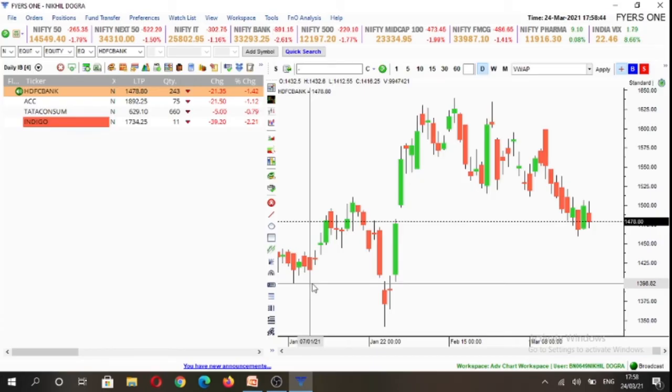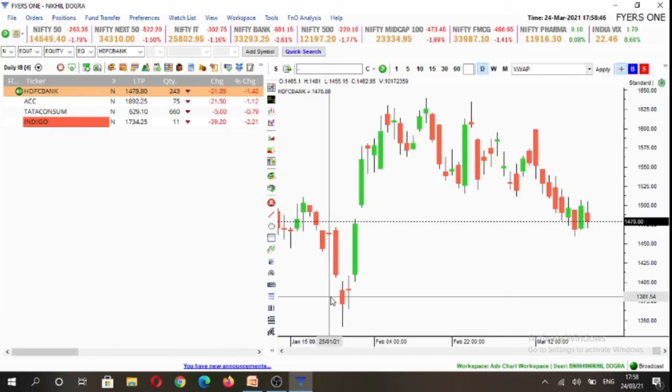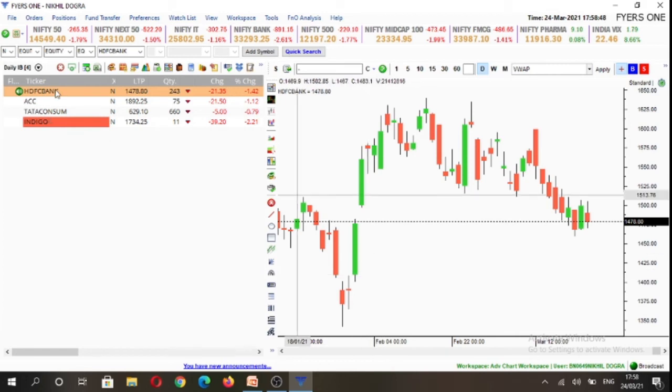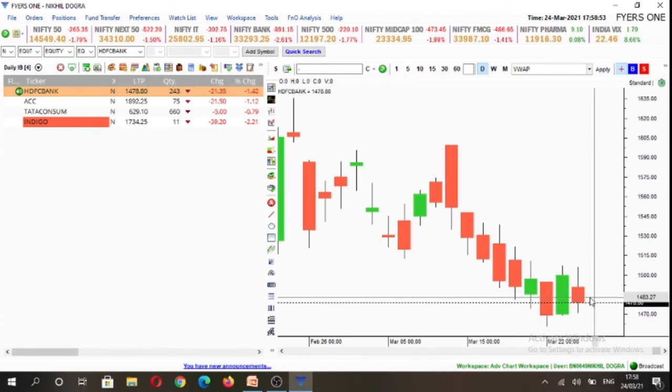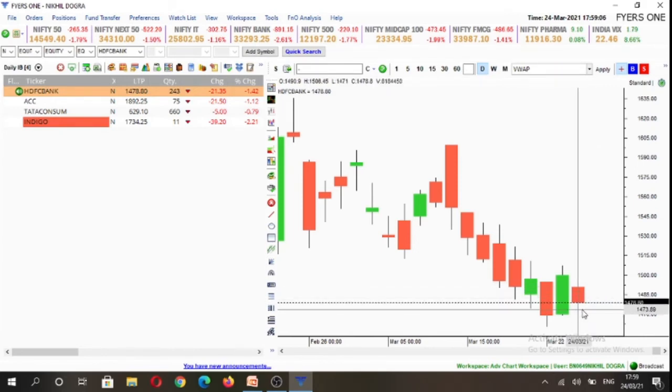Now we would be discussing our stock watch list. The stocks that we have chosen for tomorrow are HDFC Bank, ACC, Tata Consumer Products, and Indigo. You will see that HDFC Bank is an inside candlestick. So inside candles tell us that there's an equilibrium between both the buyers and the sellers. So we'll look for entry if market breaks either side of the range.